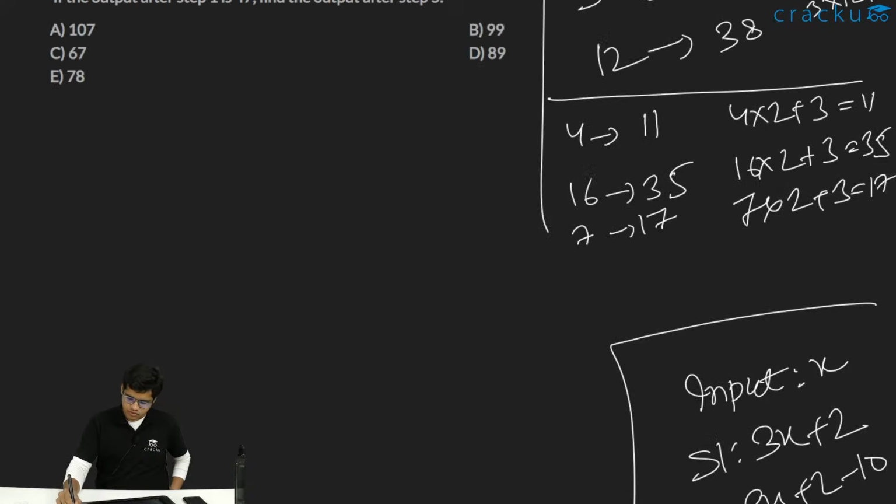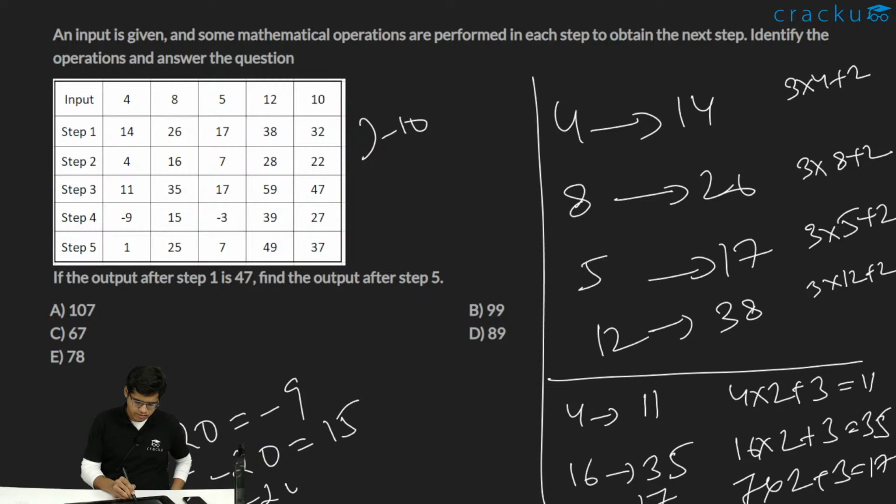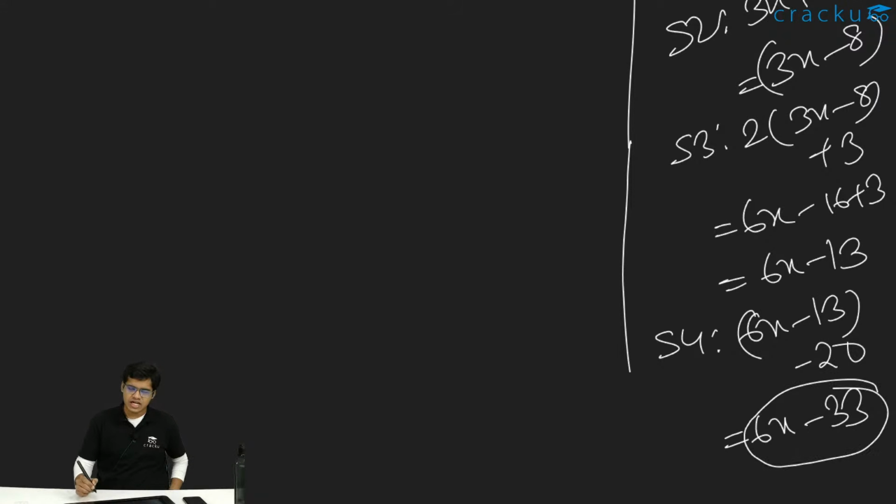Then step 4. 11 minus 20 is minus 9. 35 minus 20 is 15. 17 minus 20 is minus 3. So what do we do? Just subtract 20 from step 3. So 6x minus 13 minus 20, which is 6x minus 33. This is step 4.